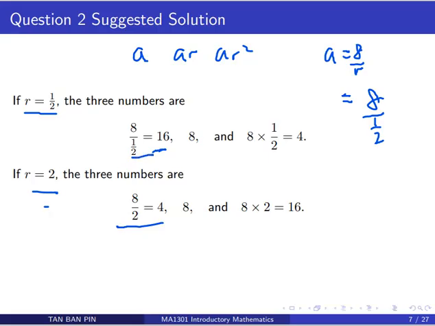And then the second term is 8. Because R is half, you just multiply by half to give you 8, multiply by half to give you 4. Multiply by 2 to give you 8, multiply by 2 to give you 16 since R is 2. So the answer will be 16, 8, 4 or 4, 8, 16.